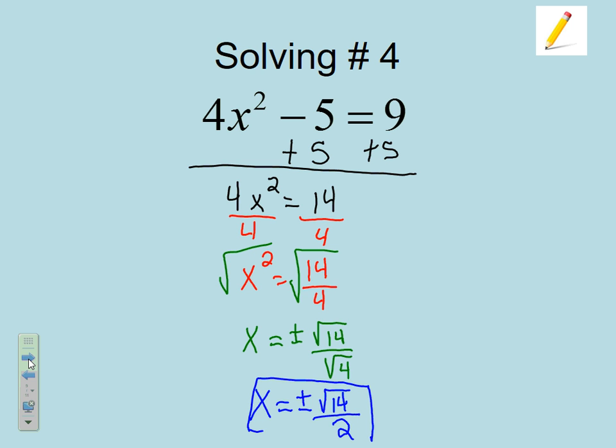And this is how we would leave that answer, ladies and gentlemen. So x equals the square root of 14 over 2, or x equals minus the square root of 14 over 2. All right, last two examples. Here they come. Example number 5.